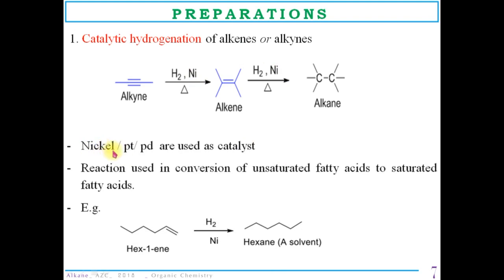In place of nickel, we can also use platinum or palladium as a catalyst. Normally, this reaction is used in the conversion of unsaturated fatty acids into saturated fatty acids. Here is an example where 1-hexene is converted into hexane using catalytic hydrogenation.